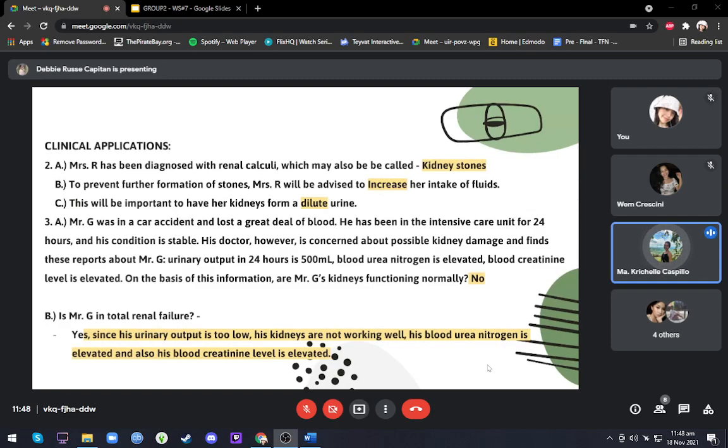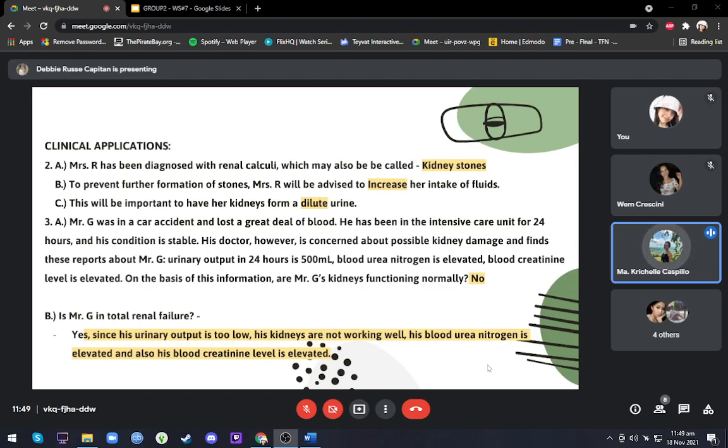Number 3, letter A. Mr. G was in a car accident and lost a great deal of blood. He has been in the intensive care unit for 24 hours and his condition is stable. His doctor, however, is concerned about possible kidney damage and finds these reports about Mr. G. Urinary output in 24 hours is 500 ml. Blood urea nitrogen is elevated. Blood creatinine level is elevated.